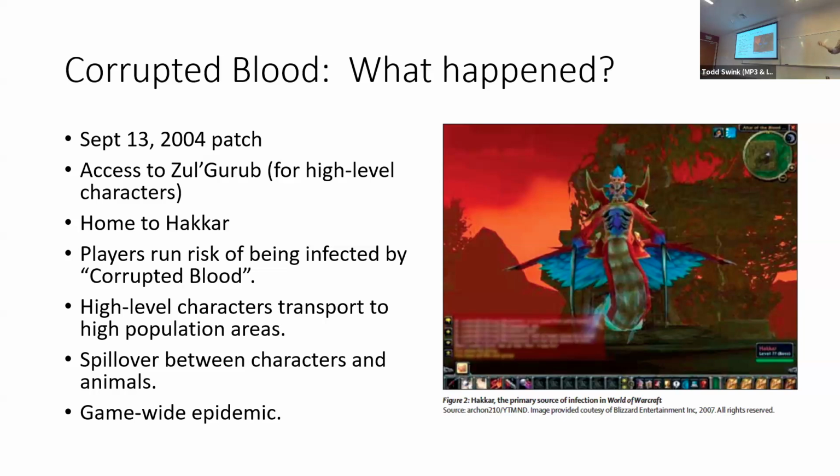Those that have healing spells, some of them are rushing in, being first responders. And this game-wide epidemic spun out of control. They actually reset the servers finally.